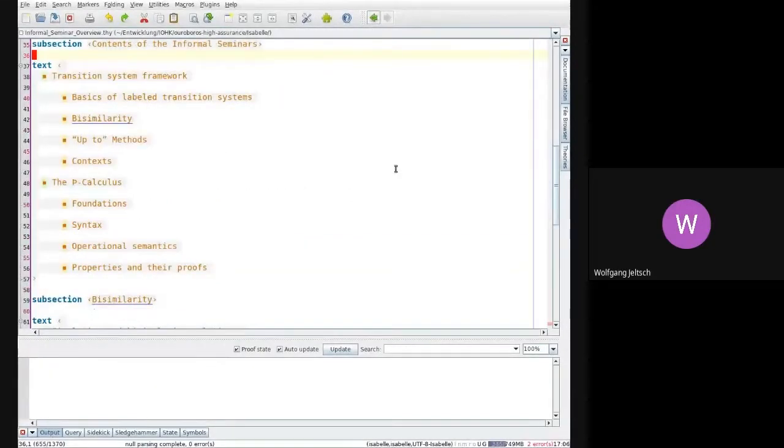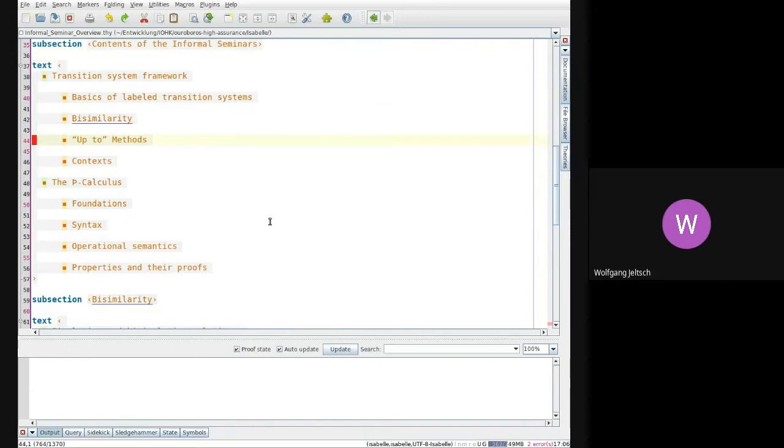So as you are probably aware, we are still in this first part, the part on the transition system framework. As I pointed out, this transition system framework is independent from the Thorne calculus, and it works for the whole class of calculi. Actually, everything apart from this up to context even works for things that are not process calculi, just graphs, actually labeled graphs, so-called labeled transition systems, that describe how systems behave. And we are still in the subsection on up to methods.